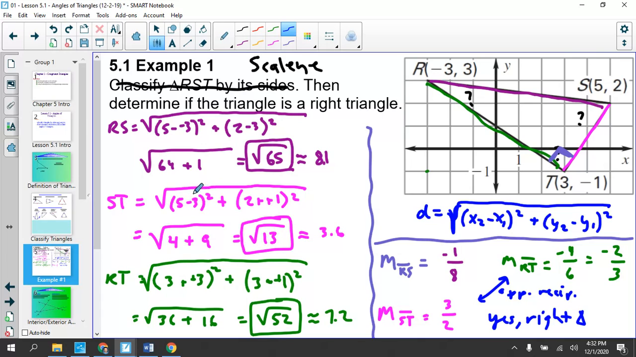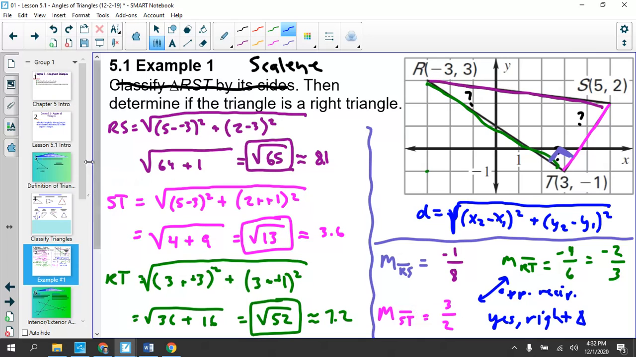We can't confirm one. If it wasn't a right triangle, we don't have enough information to say, oh, it's obtuse, it's acute. So it's kind of a yes or no question, but again, there's some evidence, some work that goes with it. I'd want to see all 3 of your slopes. Okay.